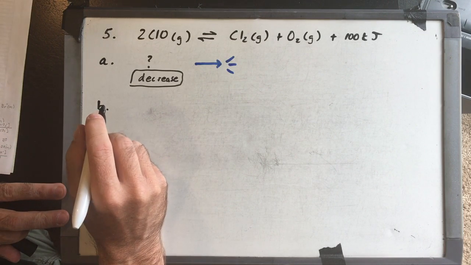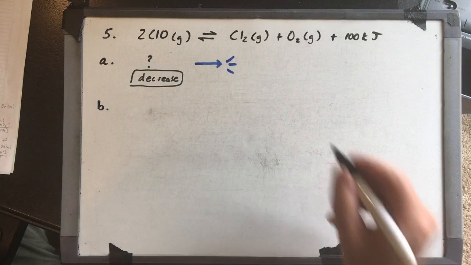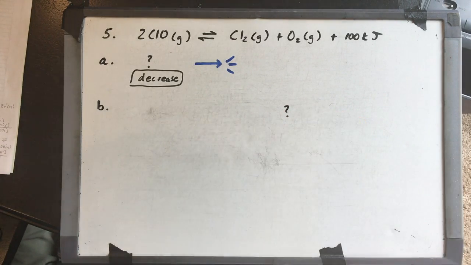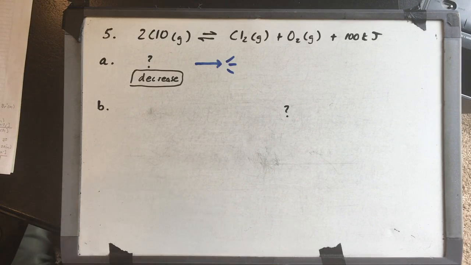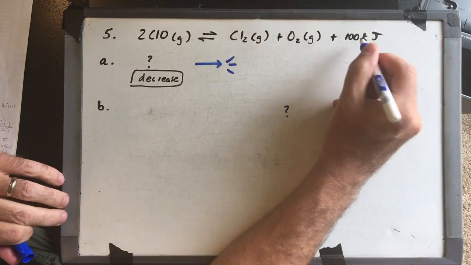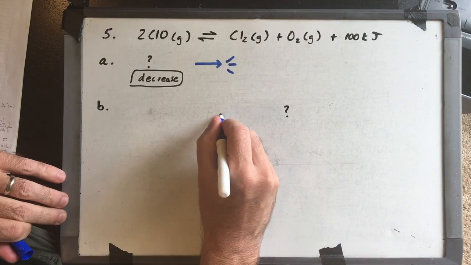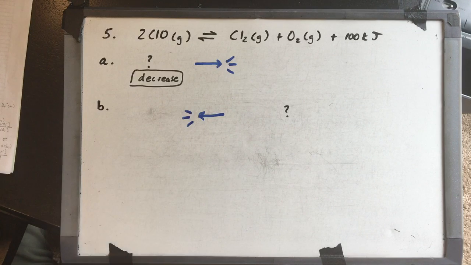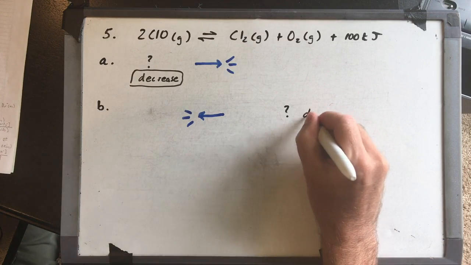All right, part B says, what will happen to the concentration of O2 if the temperature is raised? If the temperature is raised, the equilibrium shifts away from the side of the energy. So what we're interested in, which is O2, is on the back side of the arrow, so that O2 would decrease.